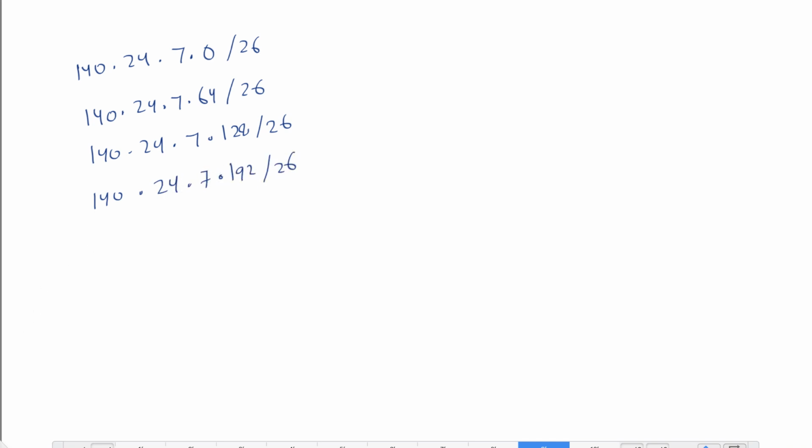140.24.7.0/26. Another network is 140.24.7.64/26, and then 140.24.7.128/26, and then 140.24.7.192/26. These are the four networks that I want to merge. Now let me write that in binary.